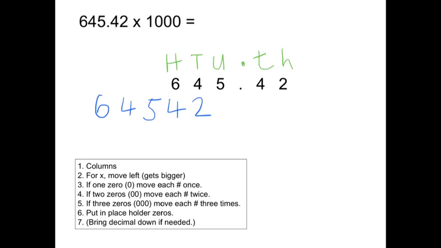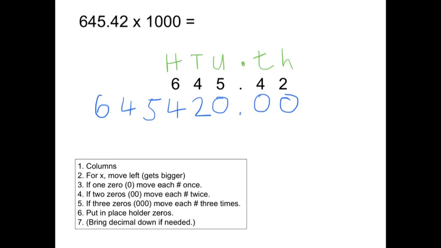Now, the 6th step, we need to put in our placeholder zeros. We have gaps here, here, and here that need placeholder zeros. So I shall put those in. And the last step, now we've got a decimal, this is really important. We need to bring the decimal down if we need. Well, here we do need, so just below there, I'm going to put the decimal in.